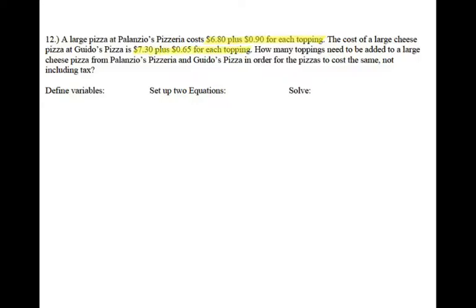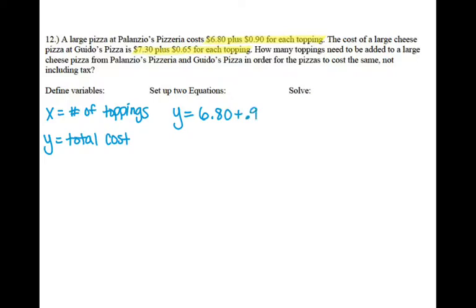So I'm going to go ahead and identify my variables. X is going to be the number of toppings, and Y is going to be the total cost of the pizza. So for Palazzo's, Y equals $6.80 plus the 90 cents per topping. For Guido's, it is Y equals $7.30 plus 65 cents per topping. Okay, now if I look at these two equations, I can set them equal to each other. I can solve by substitution.